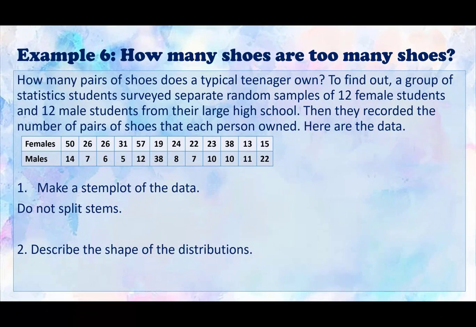Okay. So how many shoes are too many shoes? How many pairs of shoes does a typical teenager own? To find out, a group of statistics students surveyed separate random samples of 12 female students and 12 male students from their large high school. Then they recorded the number of pairs of shoes that each person owned. So what we're going to do is make a stem plot of these data.